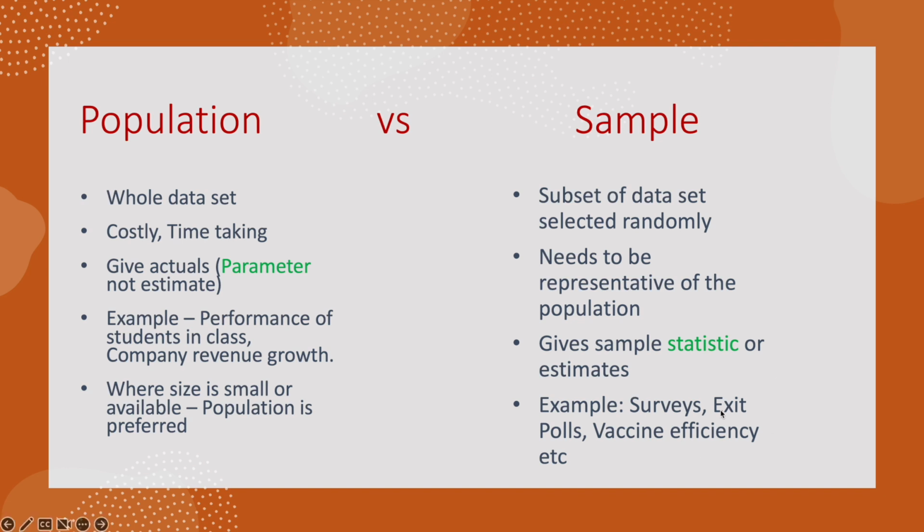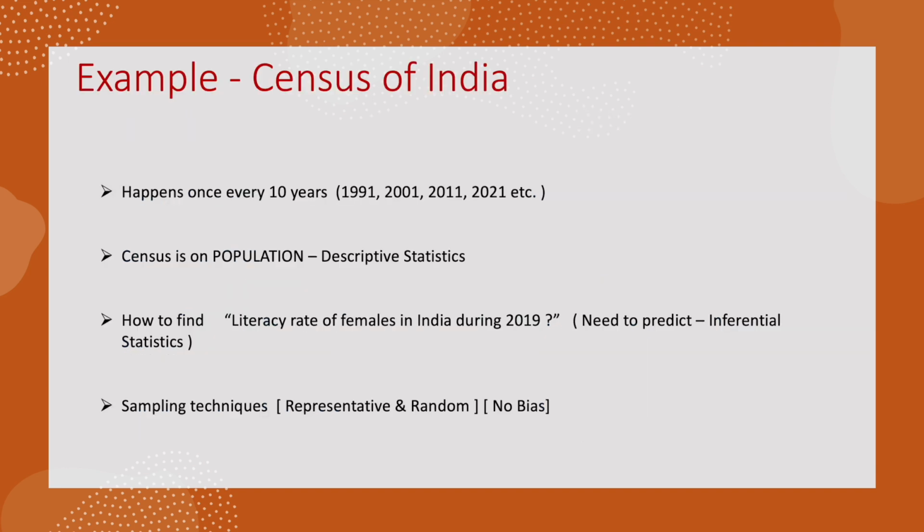Exit polls: whenever the polls happen in India, we see all the pollsters, the agencies who do these exit polls, go from constituency to constituency and interview people. Why do they do it? Again, this is a small sampling technique, right? And why do they sometimes get it right and sometimes not? If their sampling technique is right and they have done their work, they will predict the exact outcome of the election. But if their sampling technique is wrong, they will not be able to predict. Vaccine efficiency we already talked about. So this is the difference between population and sample.